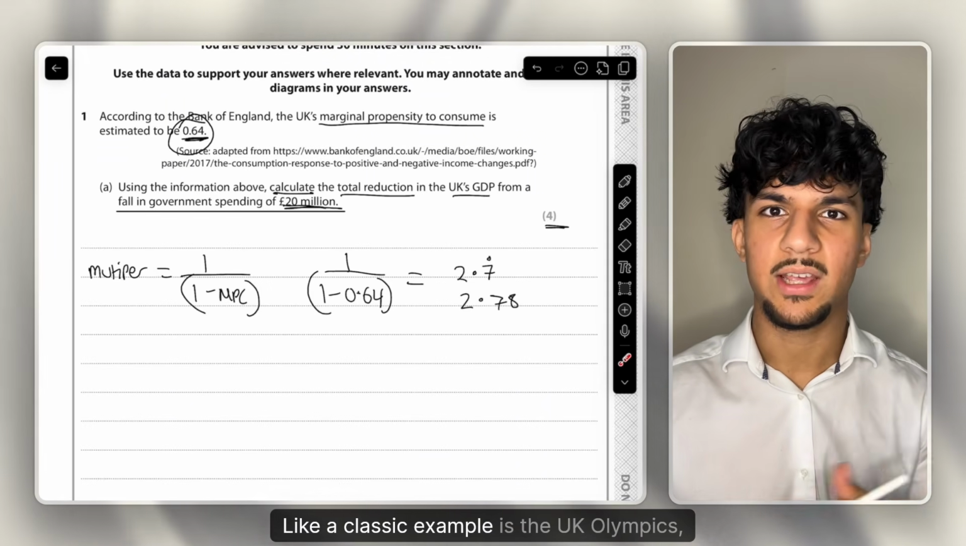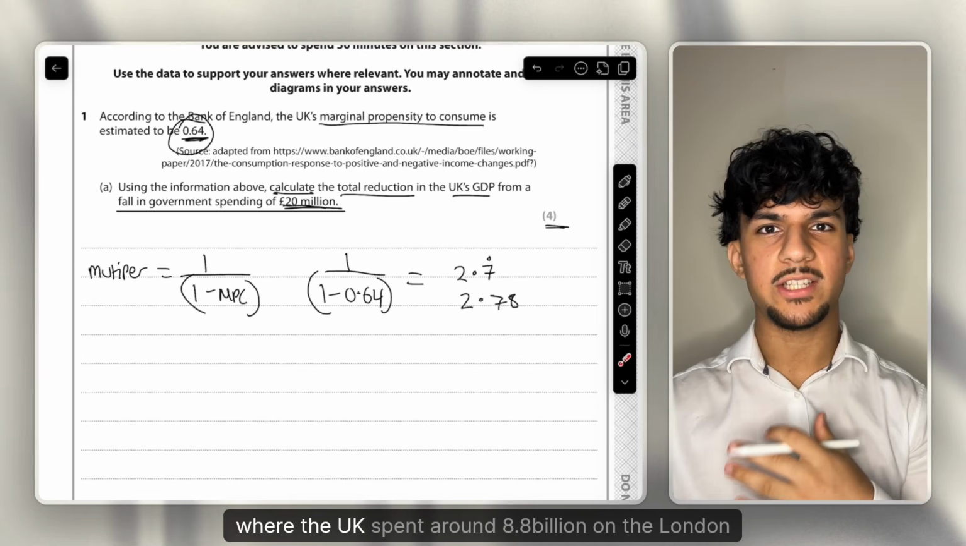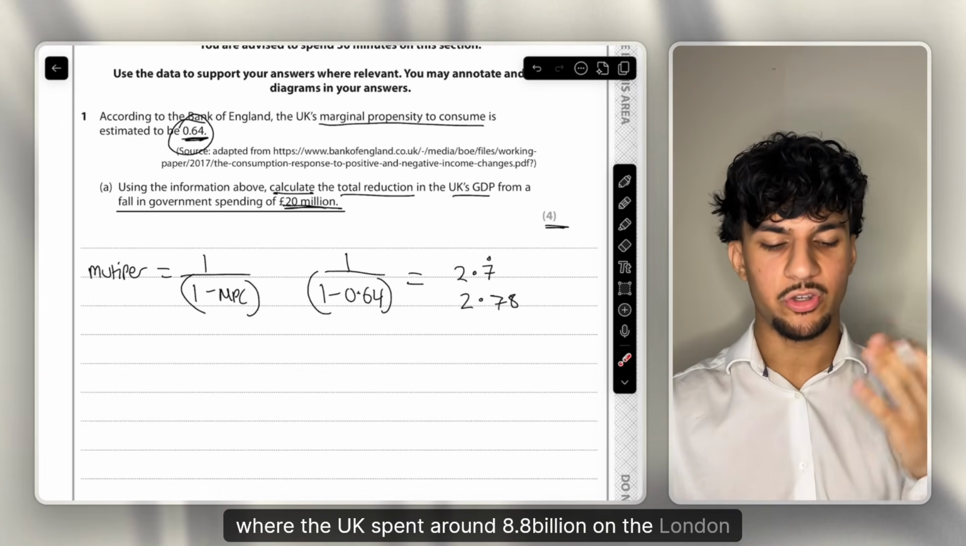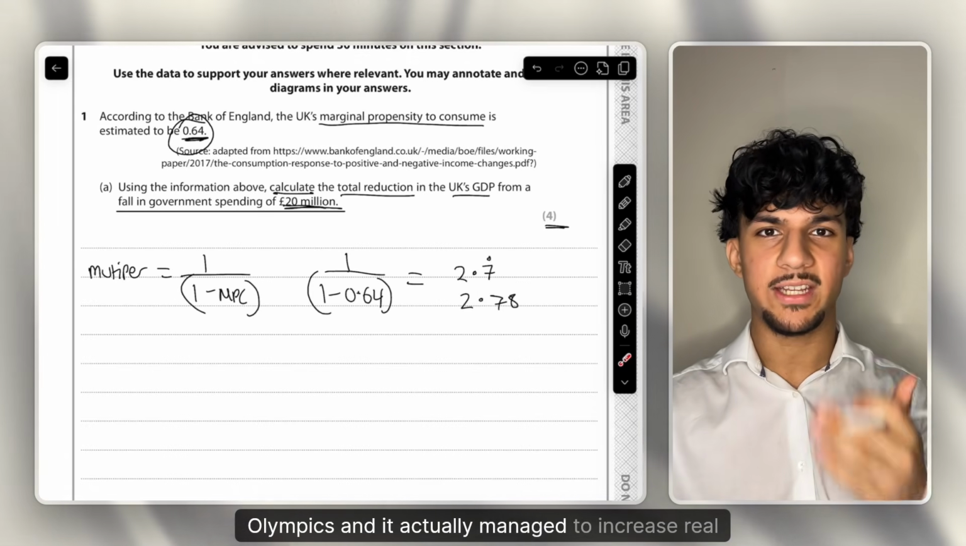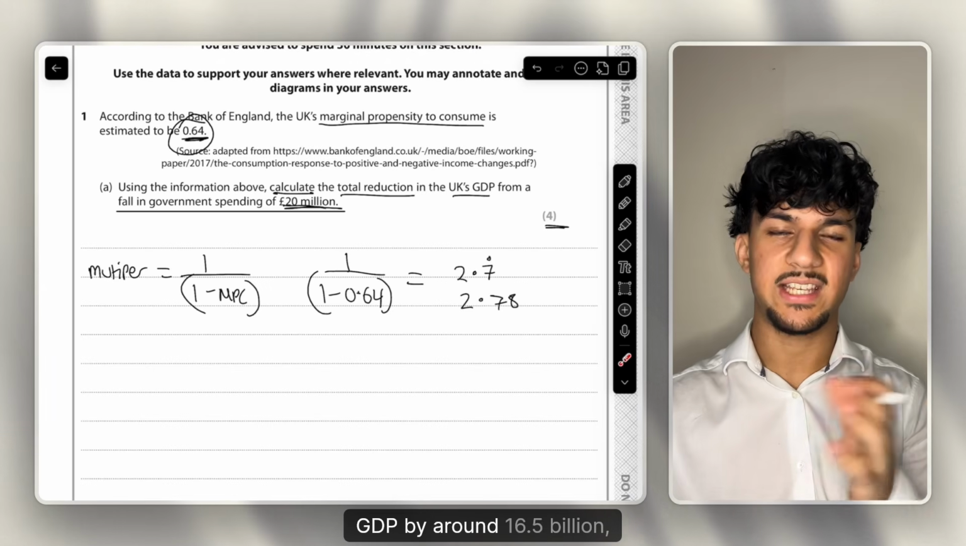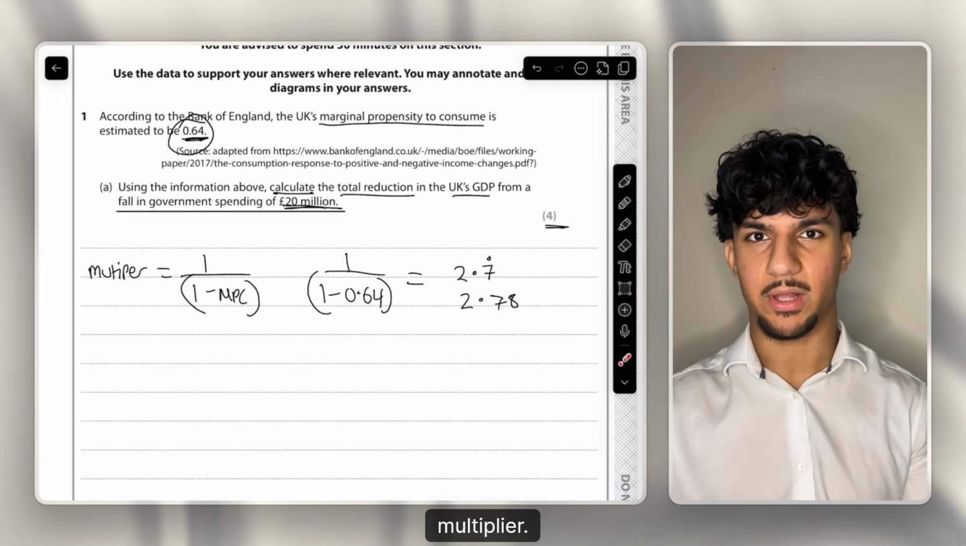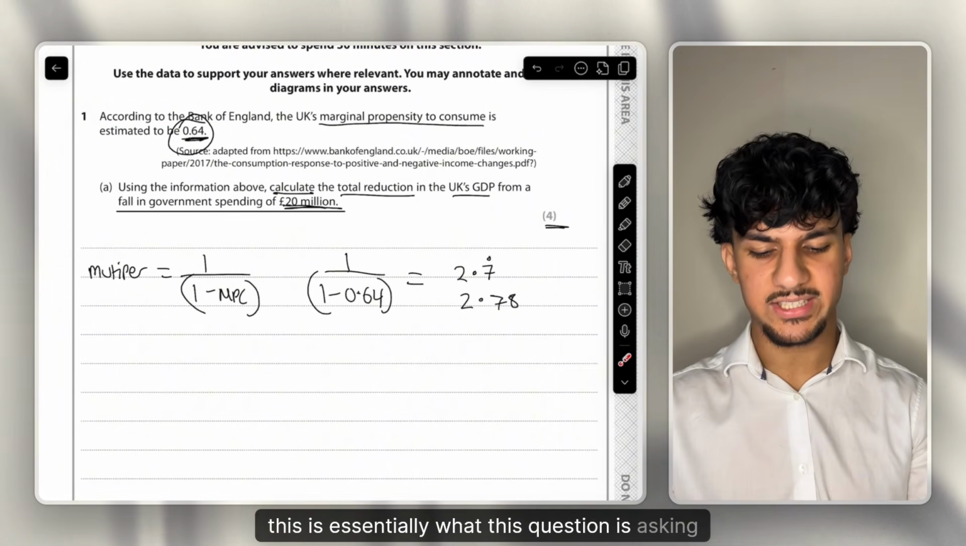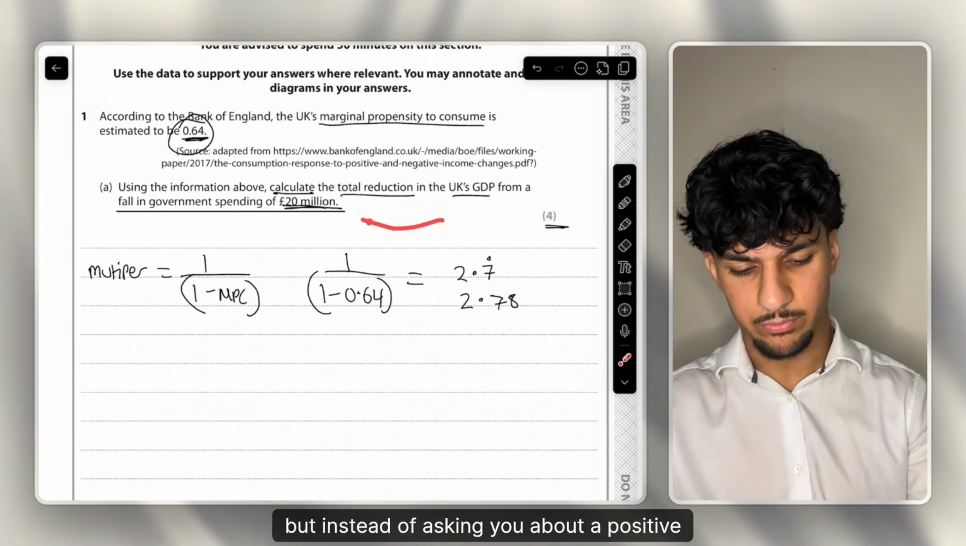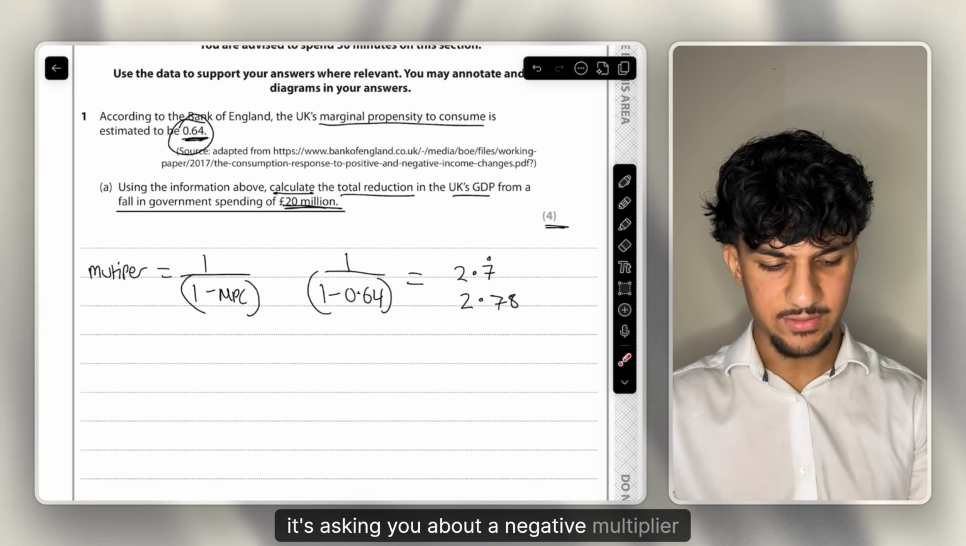A classic example is the UK Olympics, where the UK spent around 8.8 billion on the London Olympics, and it actually managed to increase real GDP by around 16.5 billion, which obviously shows a great and a massive multiplier. And this is essentially what this question is asking you, but instead of asking you about a positive multiplier effect, it's asking you about a negative multiplier effect.